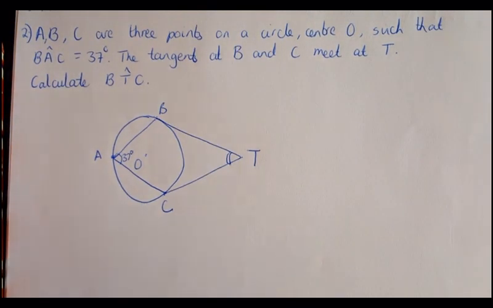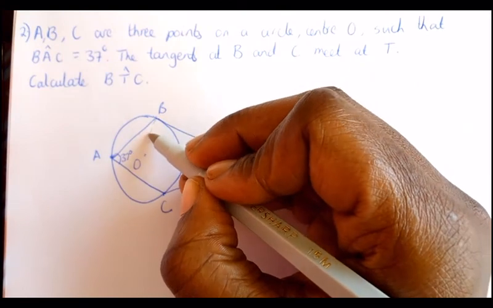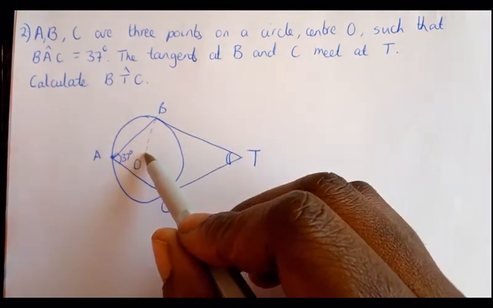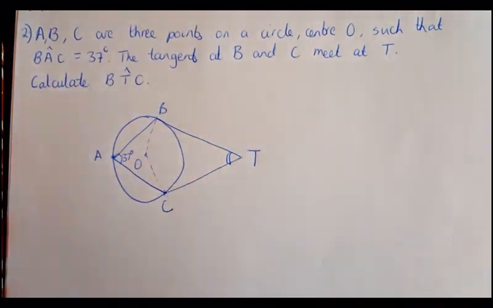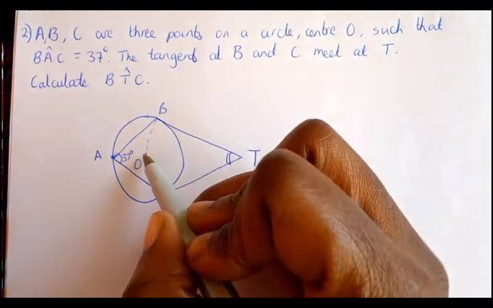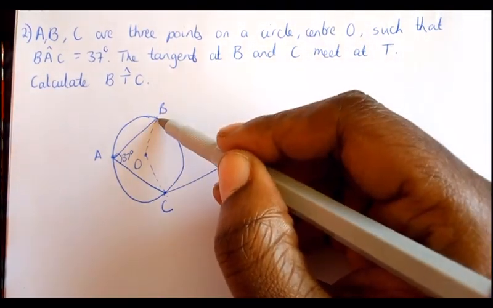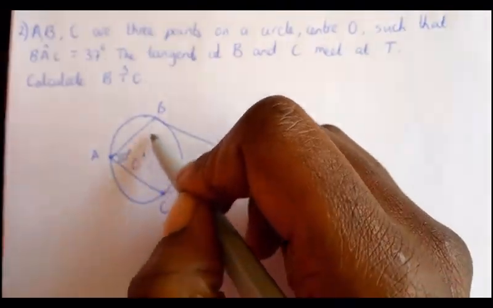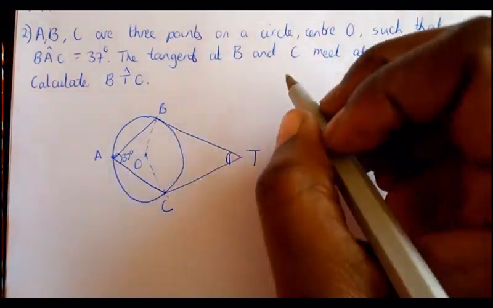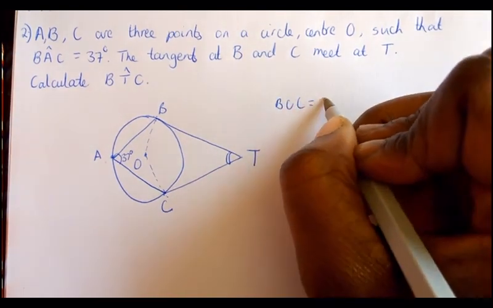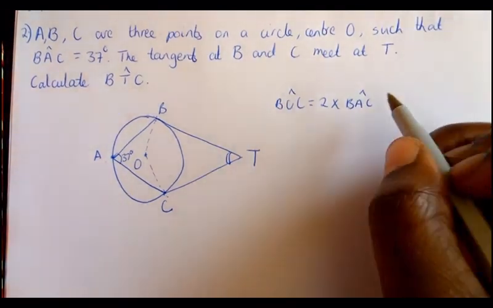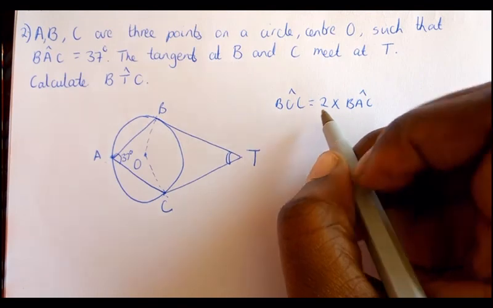So the first thing that we have to do is we join BO like this. This is a radius and this is a radius. BO and CO, they are both radii, and from what we did earlier in our last video, we know that this angle BOC is twice angle BAC. That is, angle at the center is twice the angle on the circumference. So BOC is equal to 2 times BAC because of angle at the center being twice the angle at the circumference.